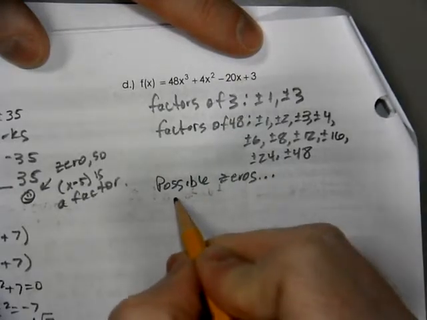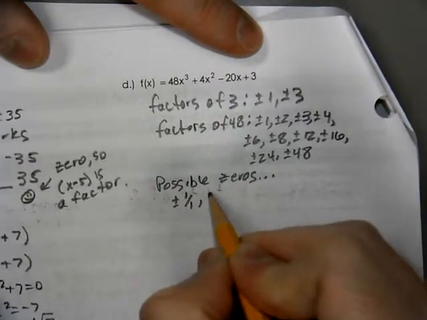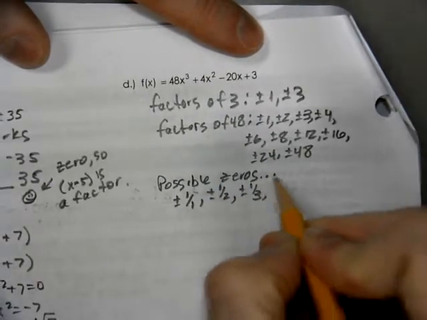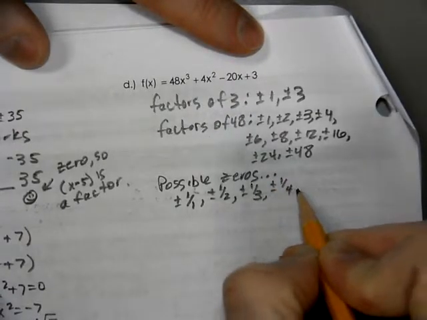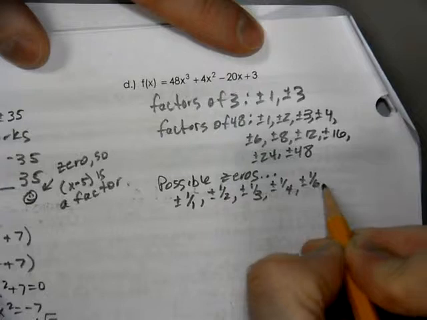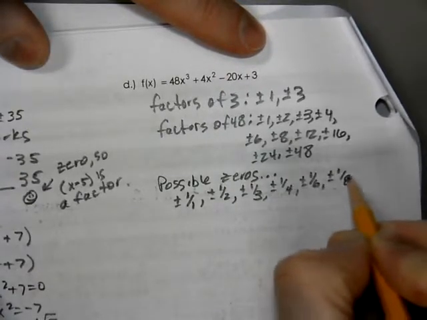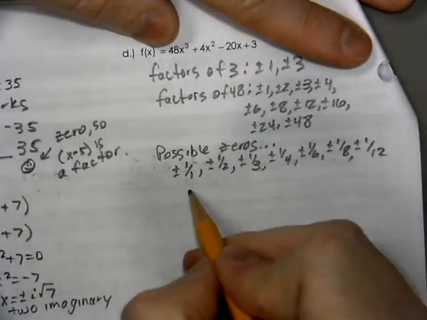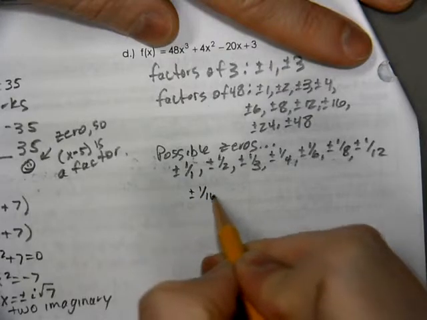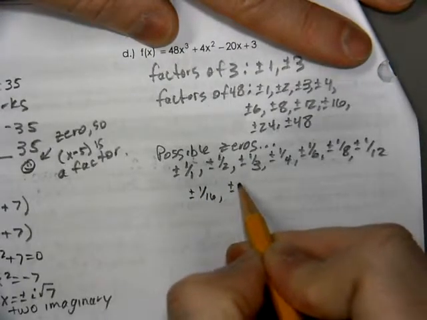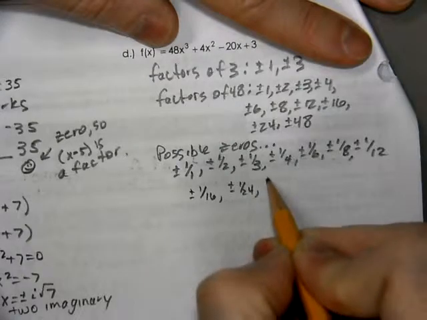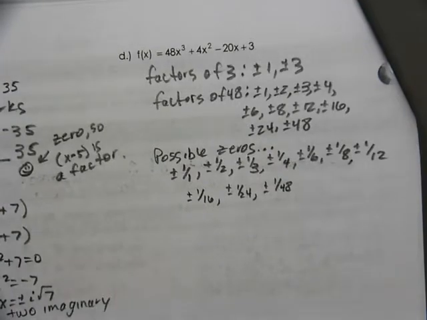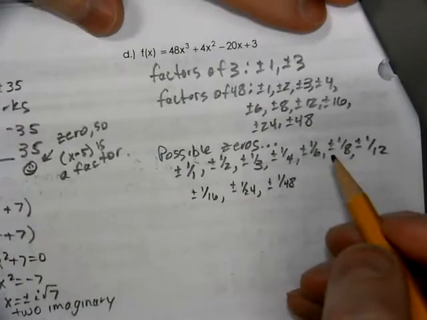So the possible zeros are going to be plus or minus 1 over 1, plus or minus 1 over 2, plus or minus 1 over 3, plus or minus 1 over 4, plus or minus 1 over 6, plus or minus 1 over 8, plus or minus 1 over 12, plus or minus 1 over 16, plus or minus 1 over 24, and oh my goodness, plus or minus 1 over 48. Those are your possible solutions that mathematically this could match up with.